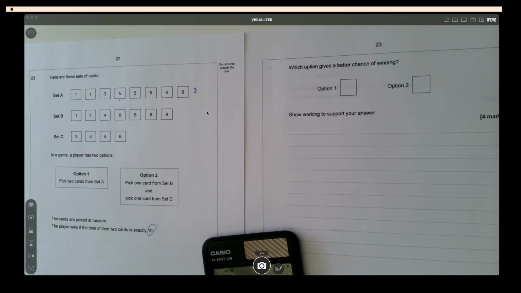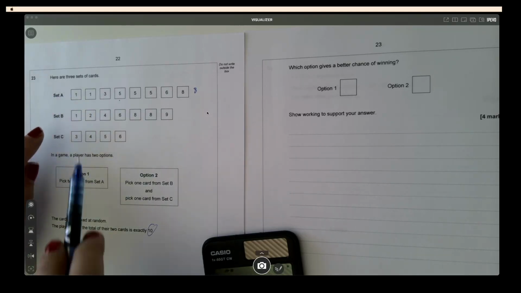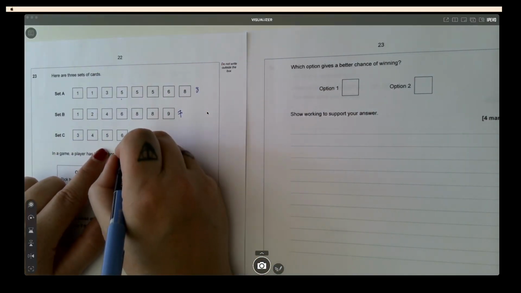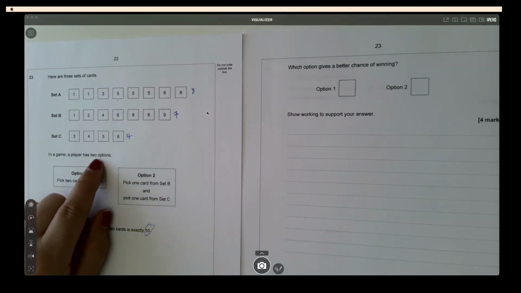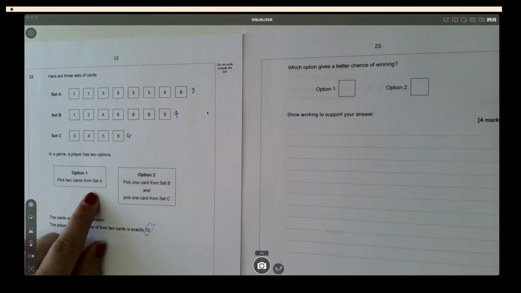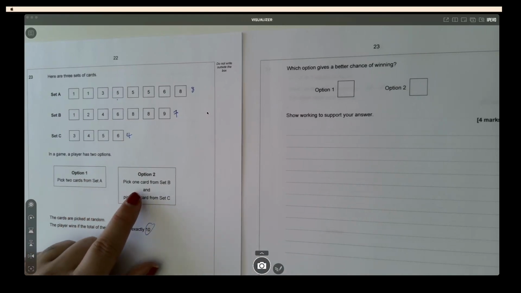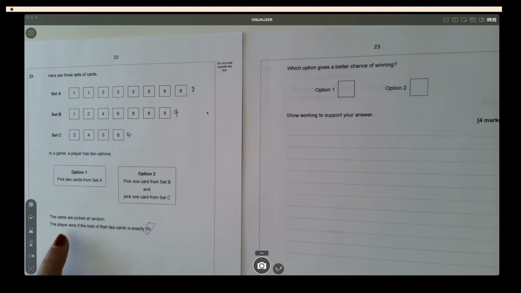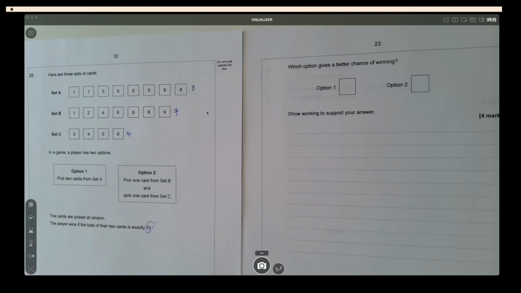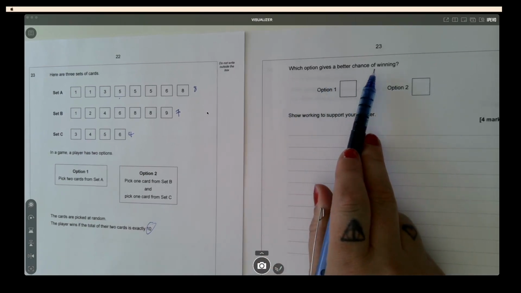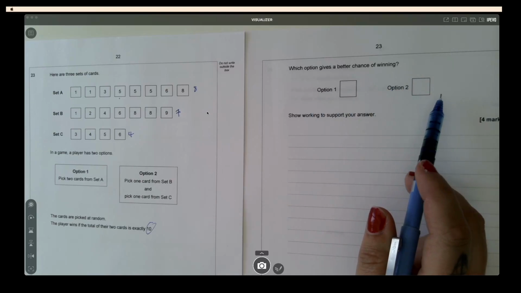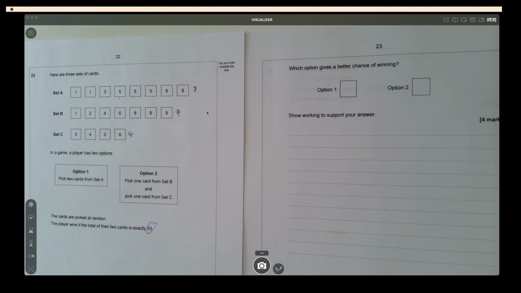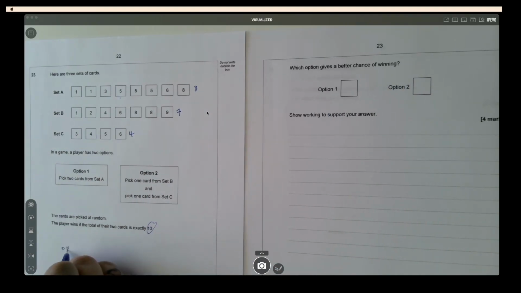Question 23. Here are 3 sets of cards. We've got set A, which is 8 cards, set B, 7 cards, set C, 4 cards. In a game, a player has 2 options. Option 1, pick 2 cards from set A. Option 2, pick 1 card from set B and 1 card from set C. The cards are picked at random. The player wins if the total of their 2 cards is exactly 10. Which option gives a better chance of winning, option 1 or option 2? So we need to find the probability of winning in option 1, probability of winning in option 2, and then compare them.